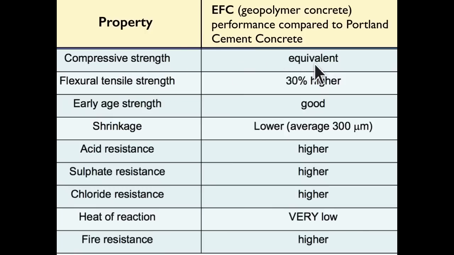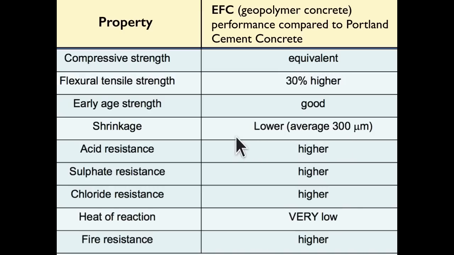Compressive strength equivalent. Well, this is obvious, since the compressive strength is strongly dependent on the aggregates, not on the binder. If you have a poor aggregate, you get a poor strength. Even if your binder is super strong, it is the aggregate that is the weak point. On the opposite, flexural strength, 30% higher. We in the lab experienced up to 100% higher. Early age strength, good. Shrinkage, lower, average.